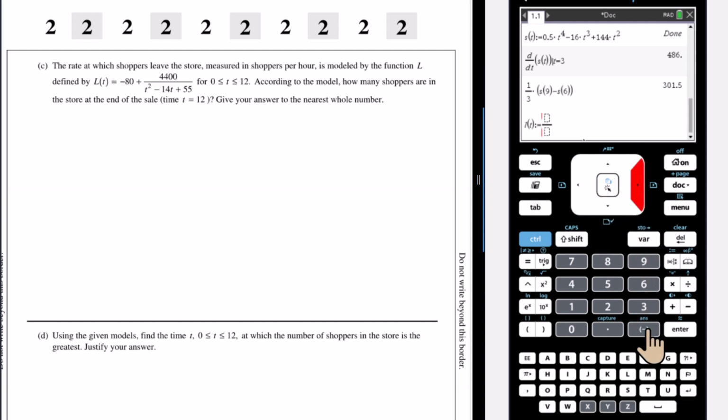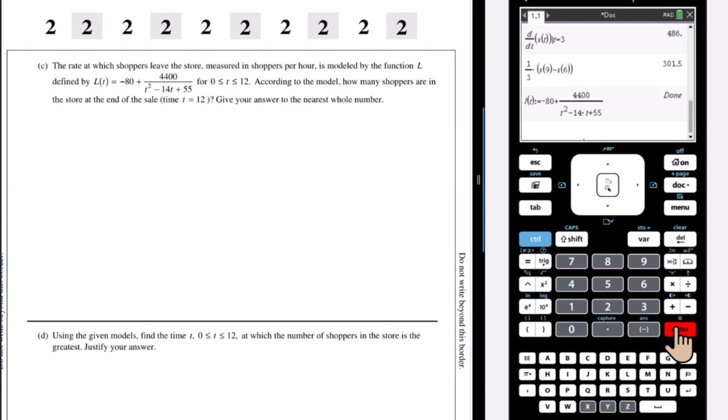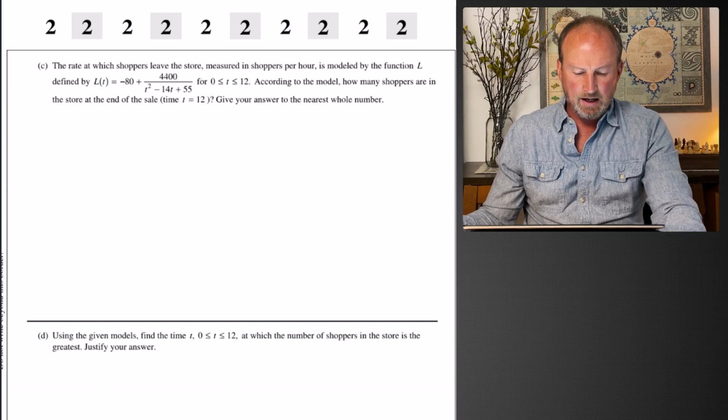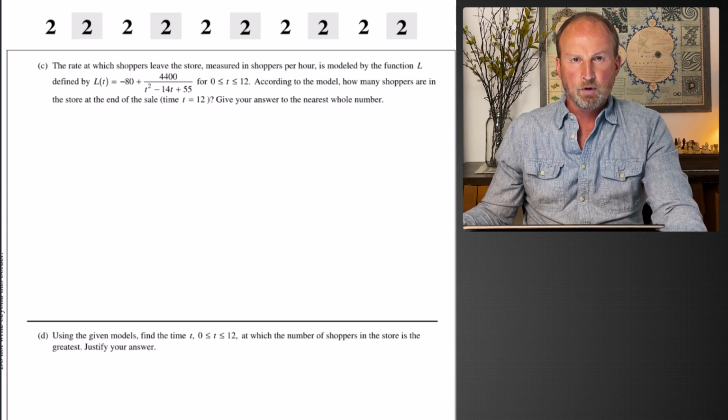So we have -80 plus that fraction bar, and we have 4,400, t squared minus 14t. And again, if you like x better, you can use x. Calculator doesn't care. Plus 55. Okay, so I'm defining that to be L. Again, it says done. I didn't use capital. If you wanted to use capital, you can. I didn't feel like going through to change everything to a capital.